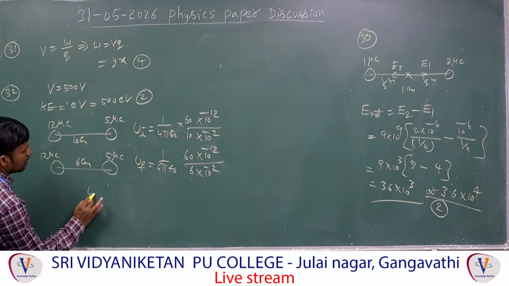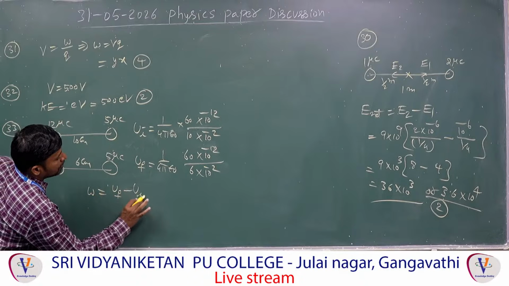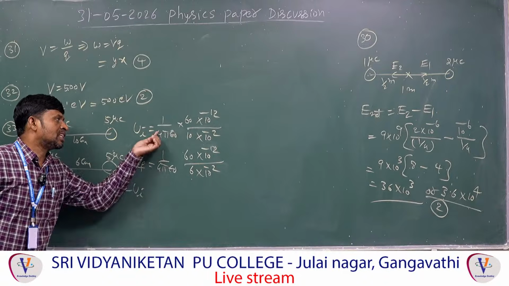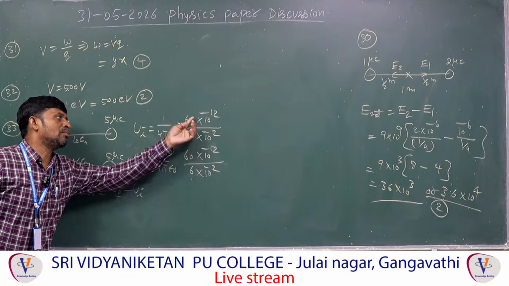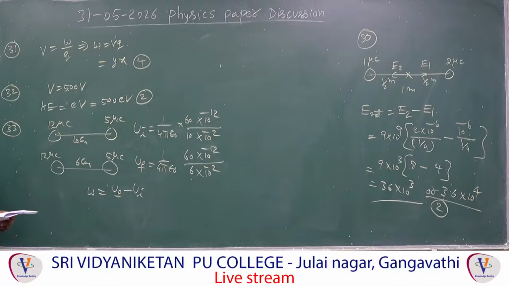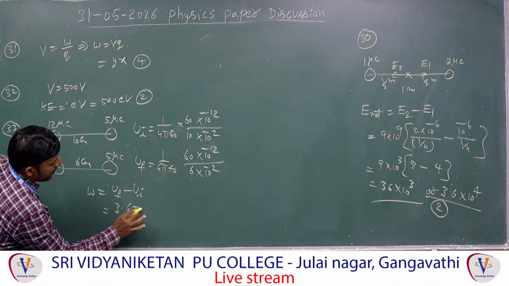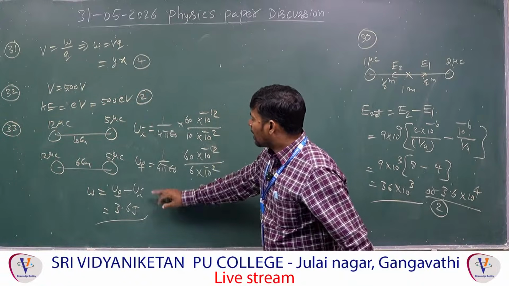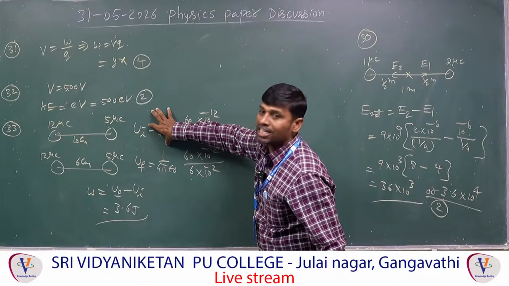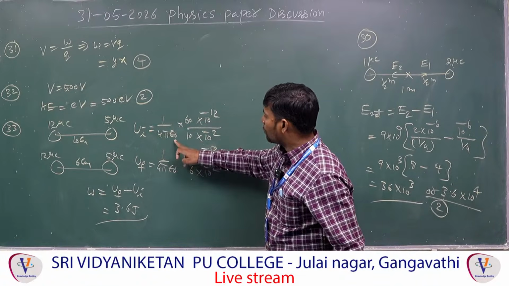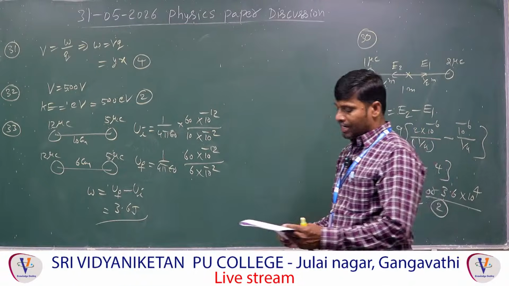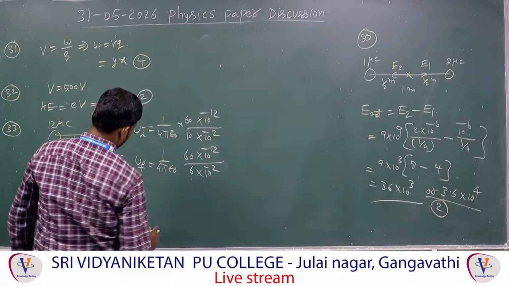What is the work done? Work done is nothing but final minus initial. This value minus this value. Take this value common and this value common. Simplifying these values, we get 3.6 joules. We can check this calculation part. Work done is final potential energy minus initial potential energy, UF minus UI. We get 3.6 joules. We get the second option.